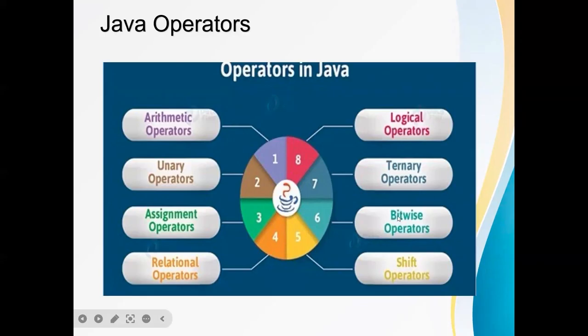We have a bitwise operator to check with the bits. Shift operators are there, but we will not be using them in web development. They are used when you are working with bits, so if you want to shift bits, that is what the shift operators are for. We have operators, right?